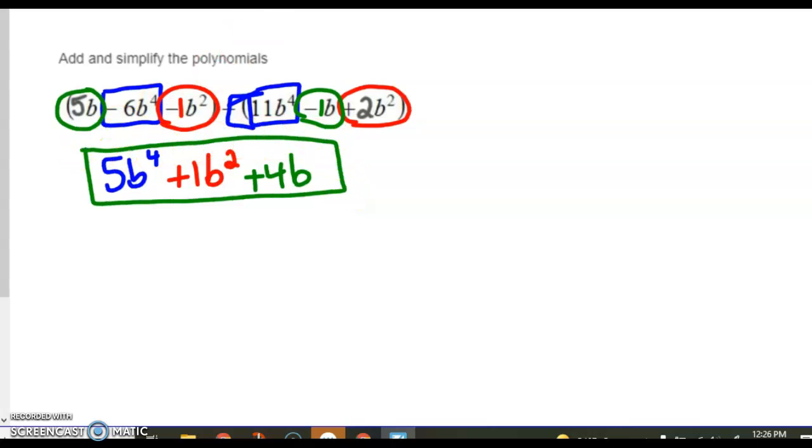Now, if it's a multiple choice answer, they might not put the 1 in front of the b. You need to know that that doesn't have to be there. So it could be written as just plus b squared. It doesn't have to have the 1 there.